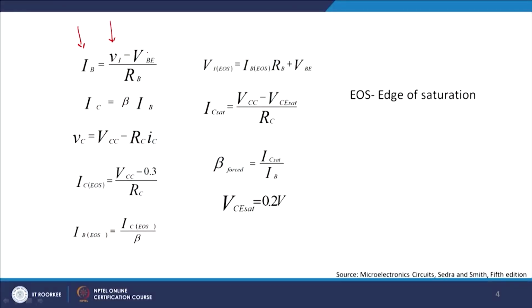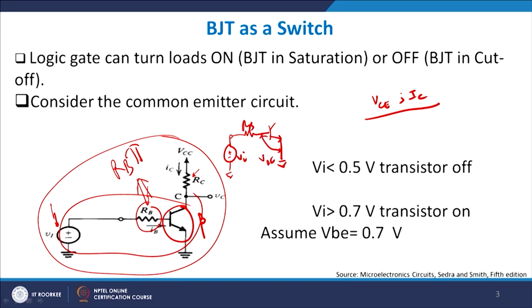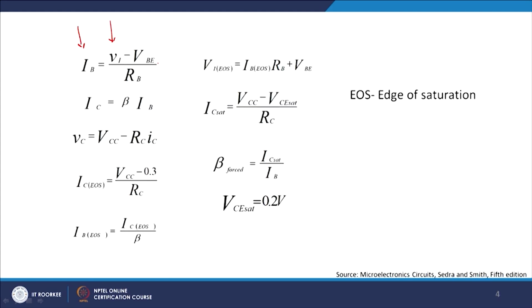If you look at this figure or these equations, you can see that IB, the base current, can be given as VI minus VBE, where VI is the input voltage. Why minus VBE? Because I am concentrating at this place. It is something like this: I have RB, and then you have got VI. So, VI minus VBE divided by RB is your IB. So, this is your IB.